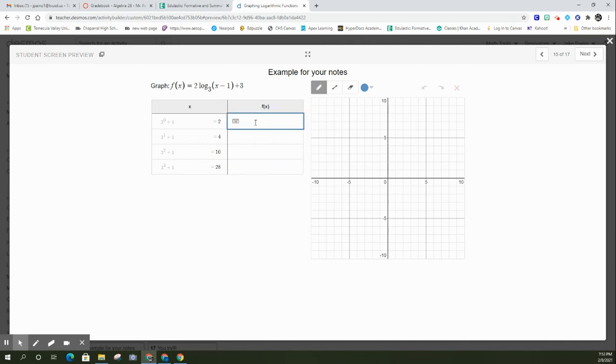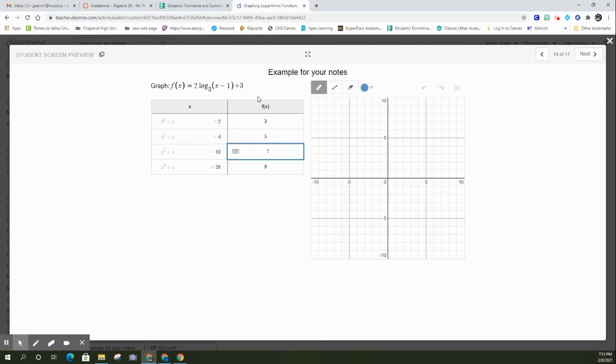Now we know this is always going to be k. This is going to be 3. Then it's going to go up by a, so it's going to go up by 2. So 5, 7, 9. And we could just double check real fast. If I plug in 10, 10 minus 1 is 9. So log base 3 of 9 is 2. 2 times 2 is 4. 4 plus 3 is 7. So it does work.